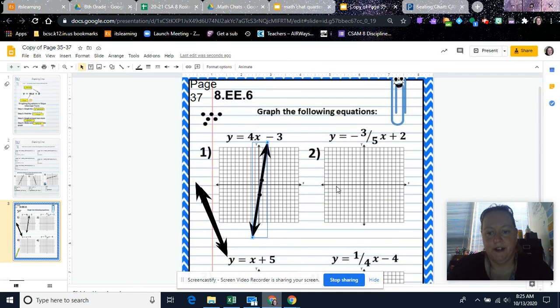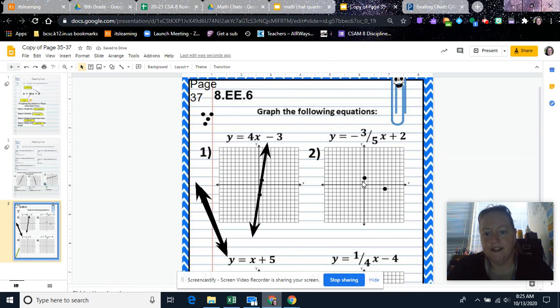Now let's do number 2 together. So I begin at b. In this case, that's 2. And then this time, I'm going to drag another point. My slope is -3, so 1, 2, 3 over 5. 1, 2, 3, 4, 5. And I'll put a point.